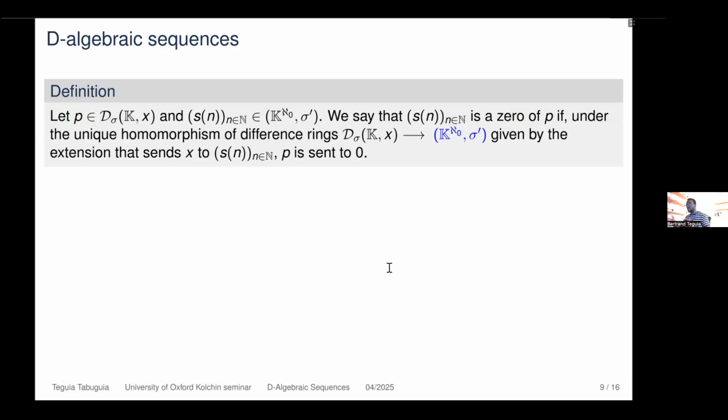Now, in order to define the zero, a priori we are supposing already that K^N with sigma prime is a kind of difference ring, but we will see from the closure properties later that this is indeed a difference ring. So consider P in the ring of difference polynomials and the sequence s_n in this difference ring. We say that this sequence is a zero of P if under the unique homomorphism of difference rings that sends X to that sequence, the difference polynomial is sent to 0.